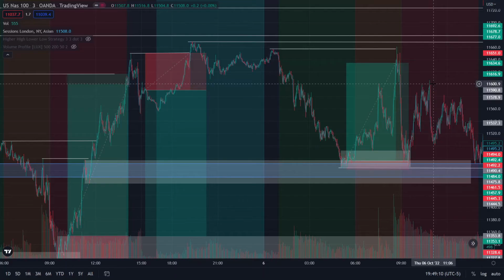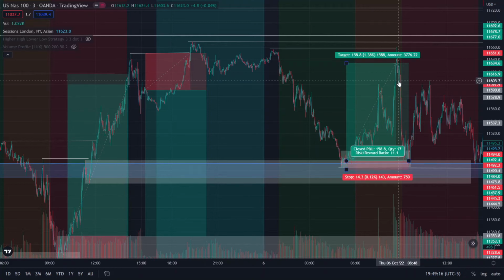All right, folks. So we are looking at this example here on the Nasdaq 100 that we took last week. We were only able to close half of our.